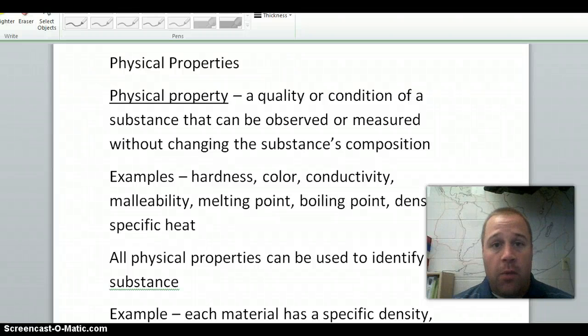These are the physical and chemical properties and physical and chemical change notes. A physical property is any condition or quality, or just basically anything about a substance that can be observed or measured without changing what it is.